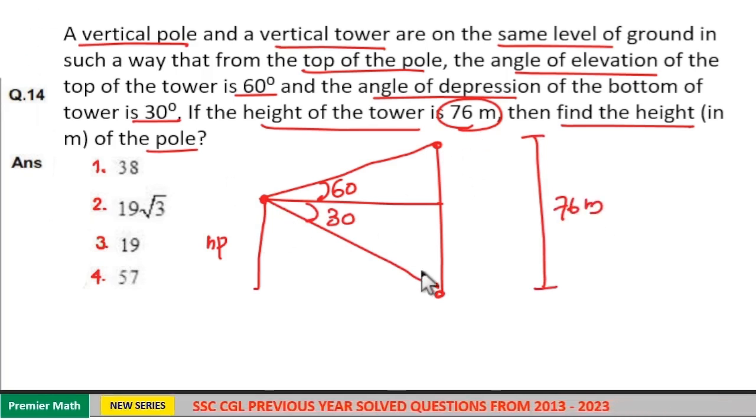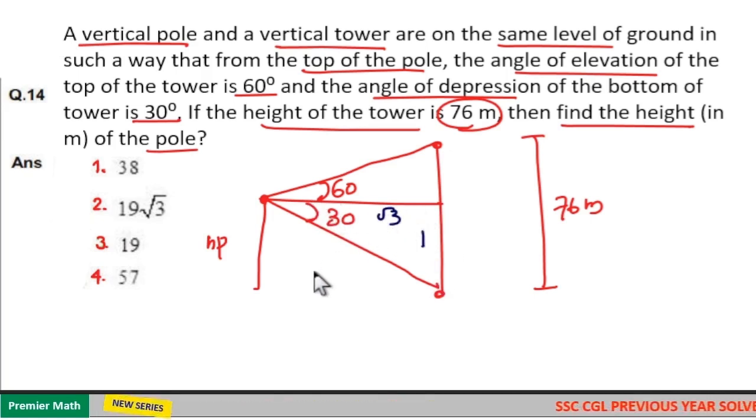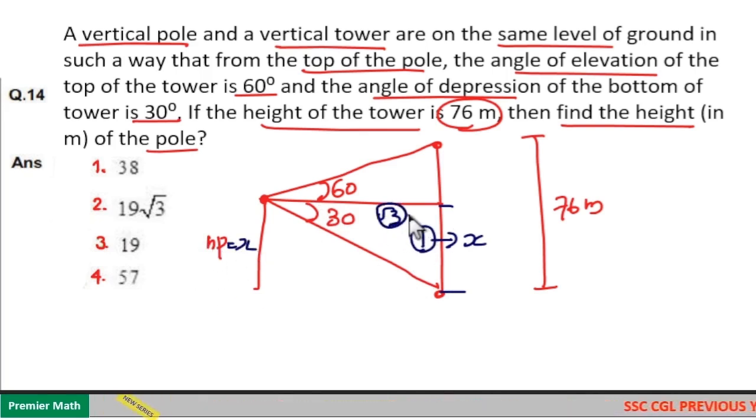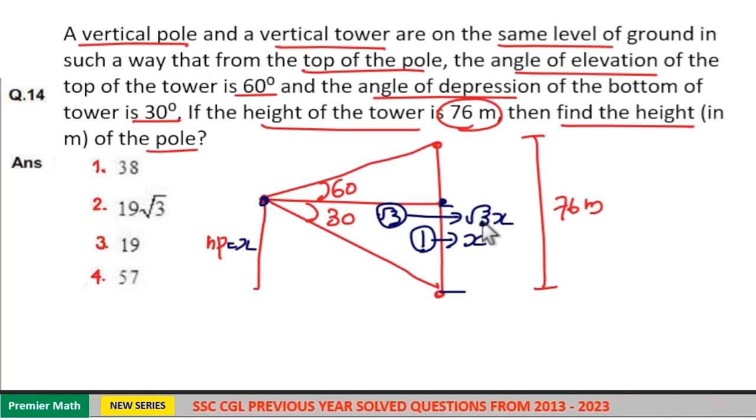Now from the lower triangle, tan 30 is equal to 1 by root 3. That is, the opposite side and adjacent side are in the ratio 1 is to root 3. If I take one part as x meters, that is, the height of the pole is x meters, then the root 3 part is root 3x meters. Here the horizontal distance is the root 3 part, which is root 3x, from this lower triangle.